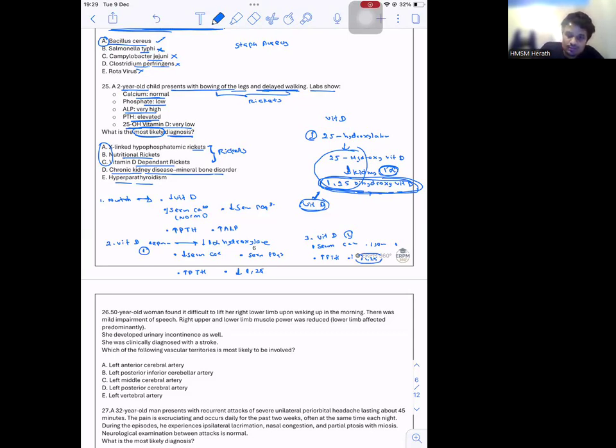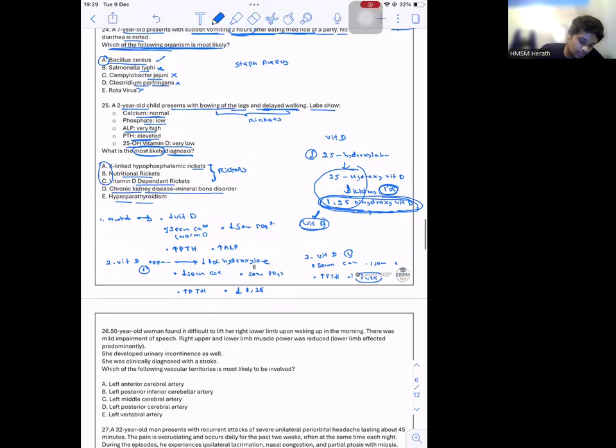Now, the other form of rickets is what we call X-linked hypophosphatemic rickets. There, what happens is there's increased renal wasting of phosphate. Therefore, reduced serum phosphate levels, right? And here the calcium is normal. Only the phosphate is affected, right? And PTH is also normal because the calcium levels are normal. So here the main abnormality is reduced serum phosphate levels, right?